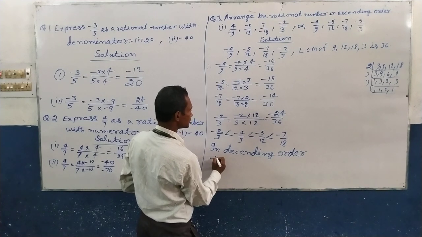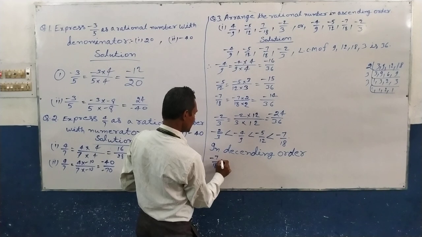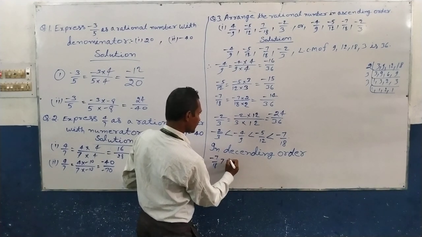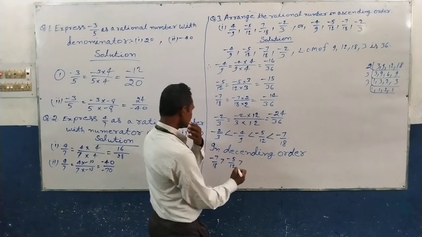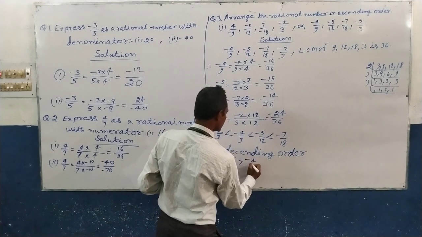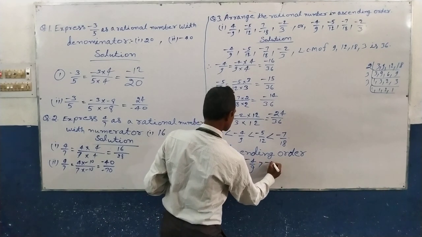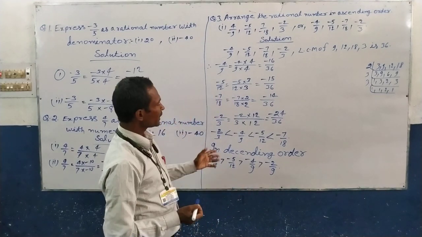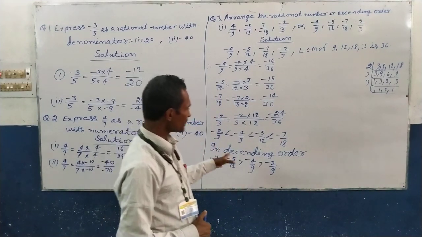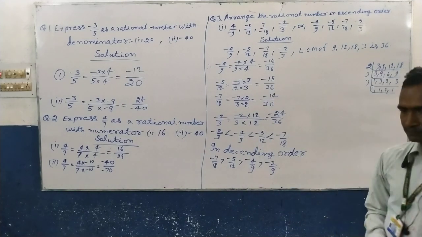-7 by 18 is greater than -5 by 12 is greater than -4 by 9 is greater than -2 by 3. We can find these types of questions in ascending order or descending order.